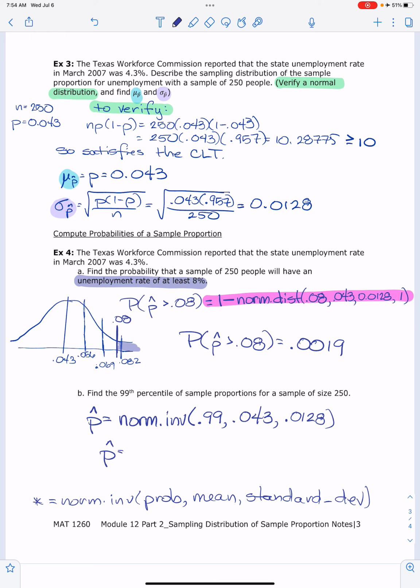So the proportion that cuts off 99% is at the 99th percentile. That means 99% of the samples are going to have a value below 7.28%.